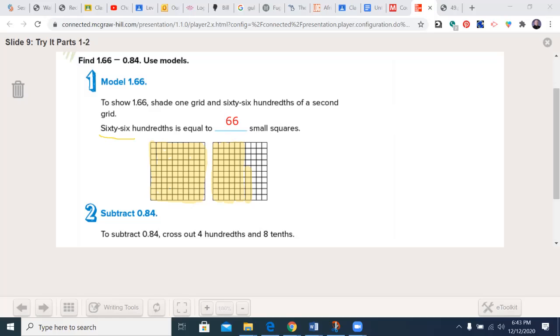I need to cross out 4 hundredths and 8 tenths, and I'm going to use red again. So let's get rid of the 4 hundredths first. Those are gone. And then I need to get rid of 8 rows: 1, 2, 3, 4, 5, 6. Now I need to go back into this one. In essence, this is like regrouping. I had 6 gone. Here's the 7th, and here's the 8th.